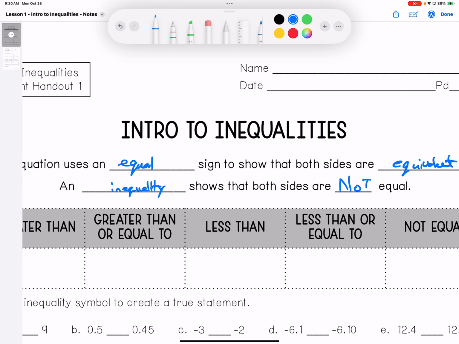So an equation has an equal sign to show that both sides are equivalent, and an inequality shows that they are not equal. Now, you may be thinking, well, they can be equal because it can have that line underneath it. Well, that's true, but they're not actually equal because one side is still greater or less than the other. They still can be equal, but it also is greater than or less than. So it's not completely equal. That's why inequality is different.